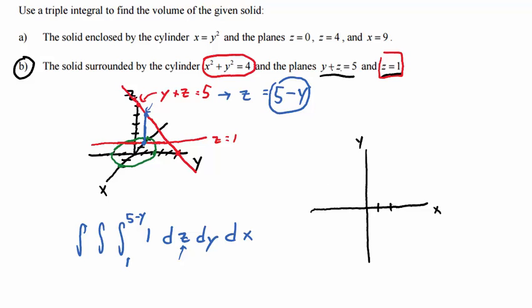Well, technically it's a disk, I guess. Radius 2. So I can use this disk to help me set up my limits of integration on my outer two integrals.